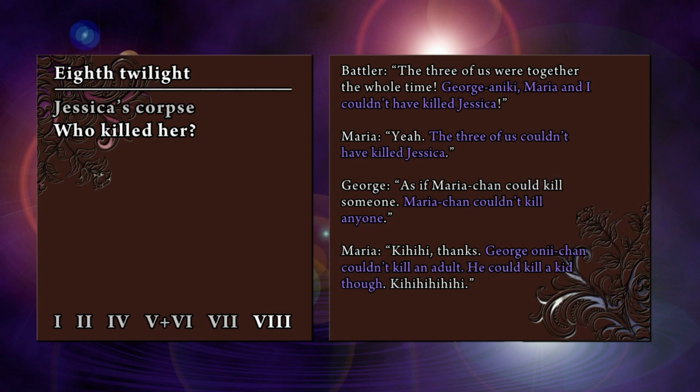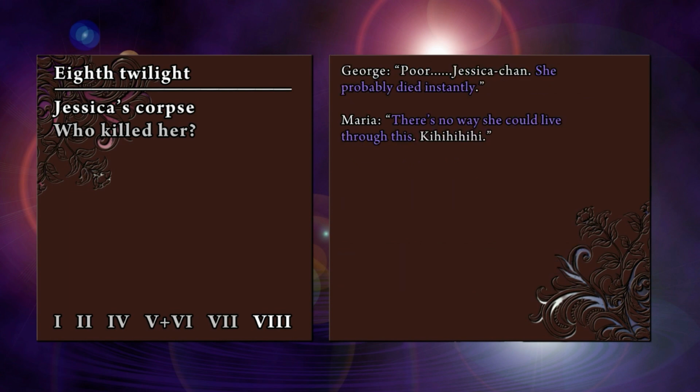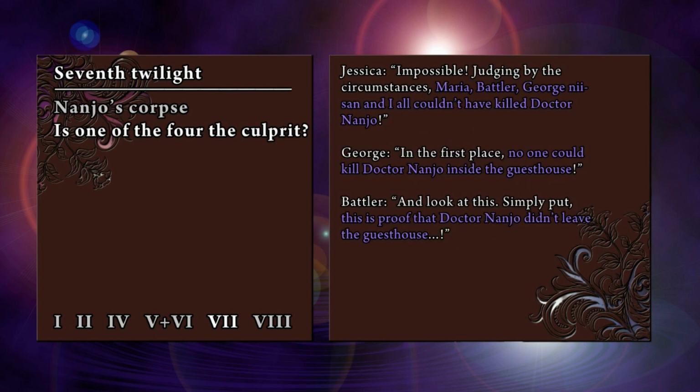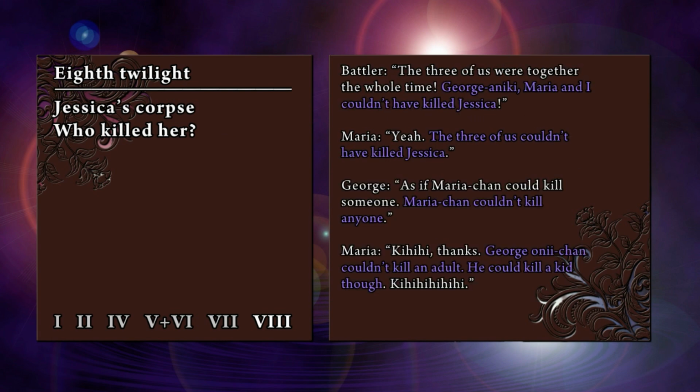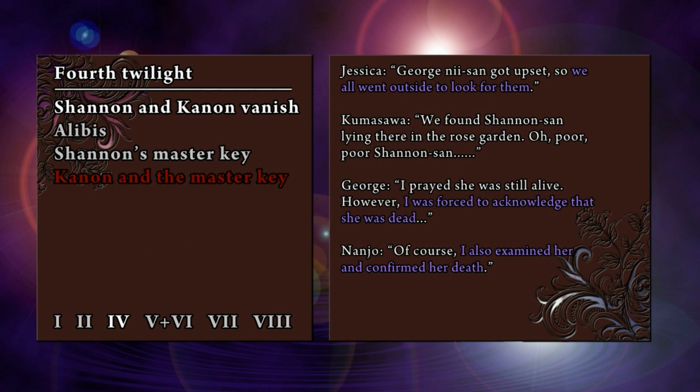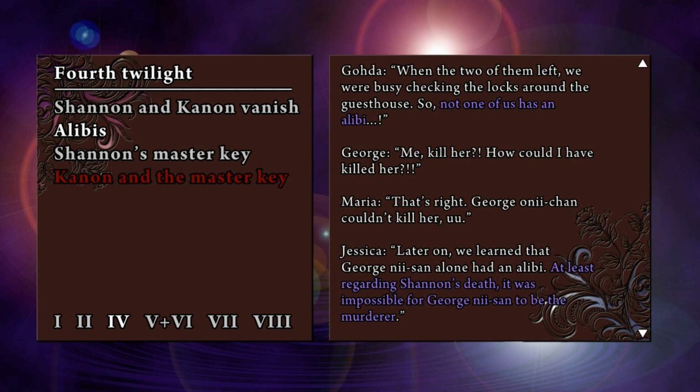So, if George is innocent, what about Maria though? George says that Maria-chan couldn't kill anyone. Okay, let's reverse engineer it. Maria couldn't have killed Jessica. She died instantly. No one could kill Dr. Nanjo inside the guest house. Actually, hold on a second. Okay, let's think of it this way a little bit. She was forced to acknowledge that she was dead. It was impossible for George-niisan to be the murderer.